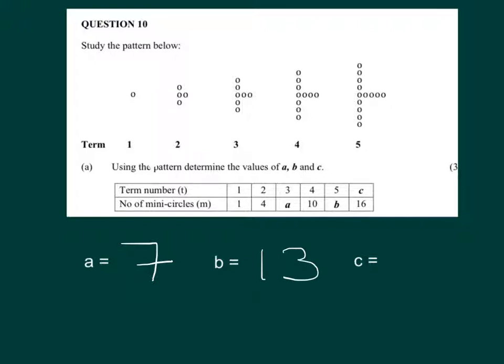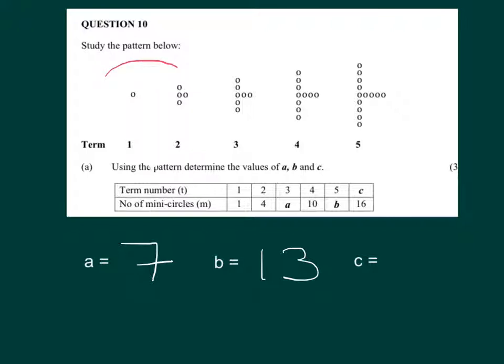Question A also asks us to determine the value of C, so we need to calculate the term number this time that has 16 mini-circles. To do this, we need to see some kind of pattern. Well, we can see that the number of mini-circles seem to go up by 3 from one diagram to the next.